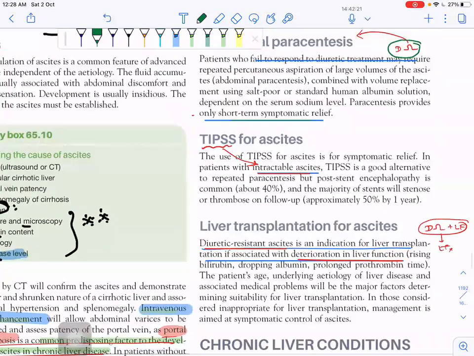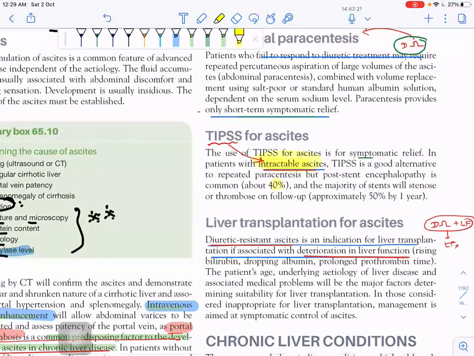When do you go for TIPS in case of ascites? In intractable ascites. TIPS only gives symptomatic relief, but it is a good alternative to repeated paracentesis. However, post-stent encephalopathy following TIPS, we already saw, is 40%, and the majority of the stents will stenose, 50% by 1 year. Intractable ascites, TIPS is the treatment. Remember these 3 MCQs.